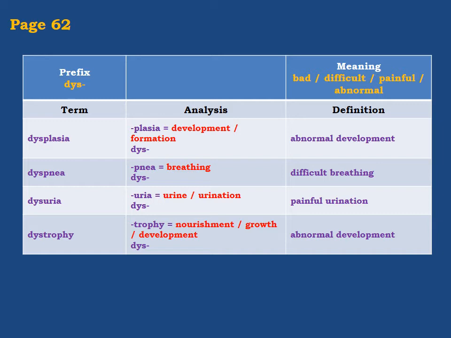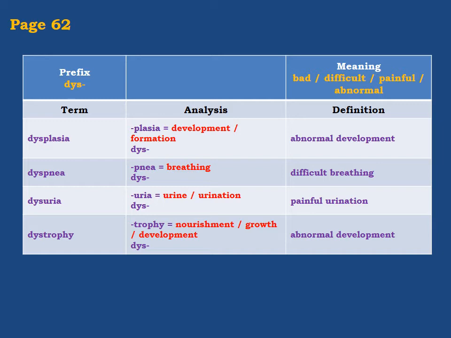Now, the first term we have is dysplasia. Plasia means development or formation. And this, of course, means one of these four: bad, difficult, painful, abnormal. But the suitable meaning for this term is abnormal. So the meaning will be abnormal development. Because if you choose, for example, difficult development, this is not logical. The meaning is not appropriate. Again, painful development is not appropriate. Maybe bad could be acceptable to a certain extent, but the best choice would be abnormal.